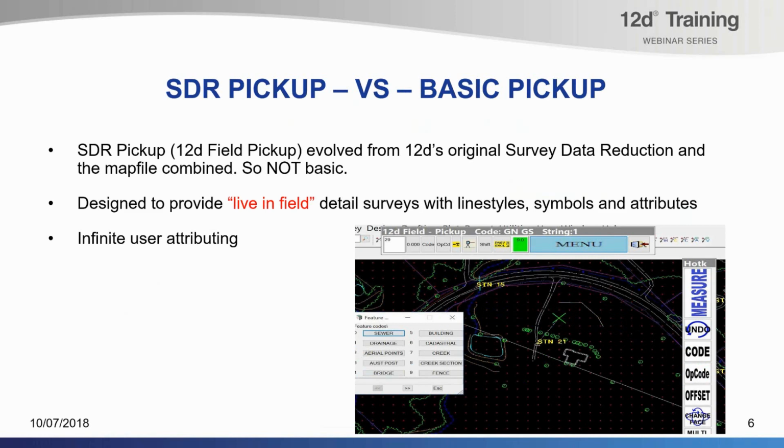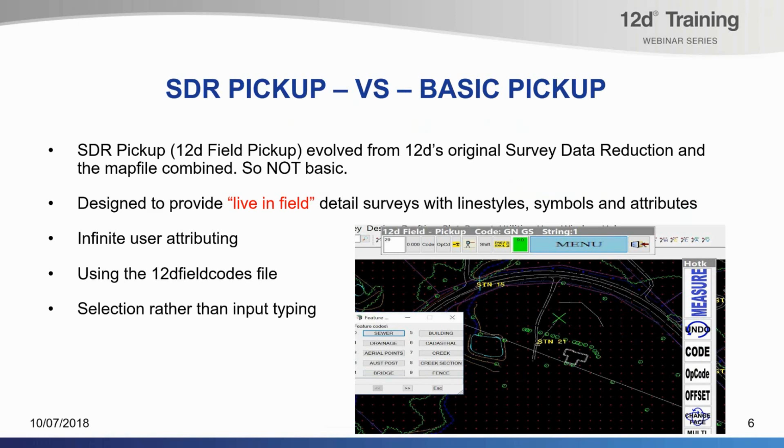Here's an example of a code list with the 12D Field running in a slide. So it gives the user an infinite ability to attribute using the 12D Field pickup codes file, which we're going to actually go into detail today, and some of the advantages of that file.